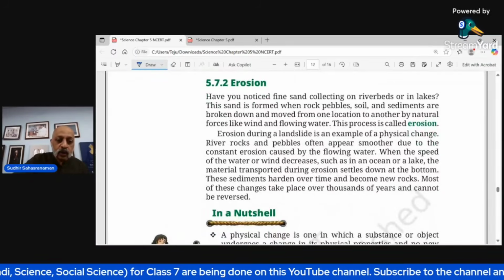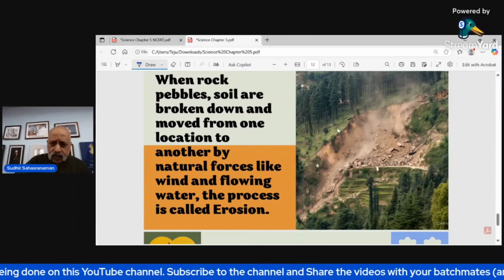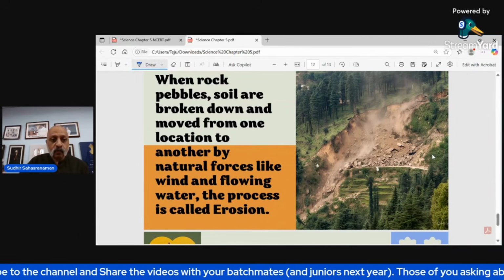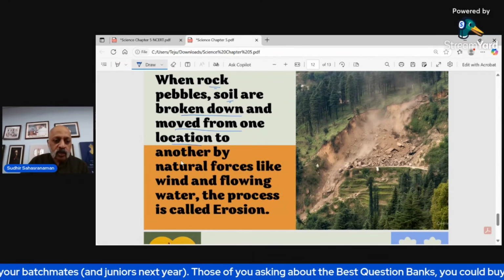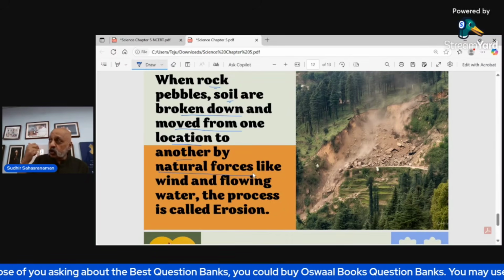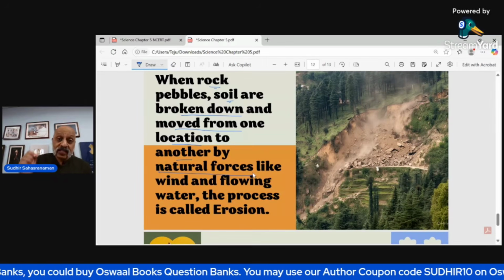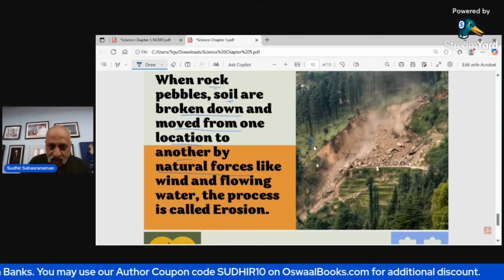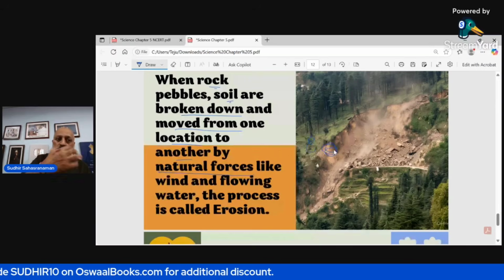Then finally we come to erosion. I had used this photograph in another video also. Here you are seeing that a large portion of the soil has given way, it has fallen down. When rock, pebbles, and soil are broken down and moved from one location to another by natural forces, it could be an earthquake, a landslide, flowing water, or strong winds, that is known as erosion or soil erosion. What is happening is that the roots of these trees have not been able to hold together the rocks and the soil, and it gives way.